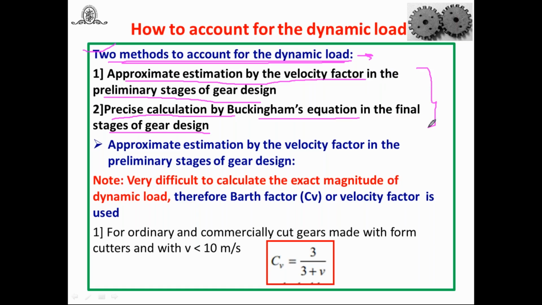By these two methods, we have to take into account the dynamic load in the design of a spur gear. If anyone asks how to take care of dynamic load in spur gear design, you can tell them these two methods: approximate estimation by velocity factor and precise calculation by Buckingham's equation for dynamic load. Now let us discuss the first one, approximate estimation by velocity factor.